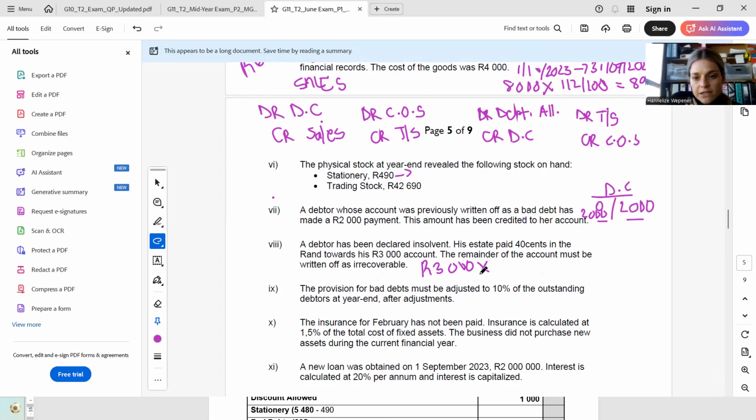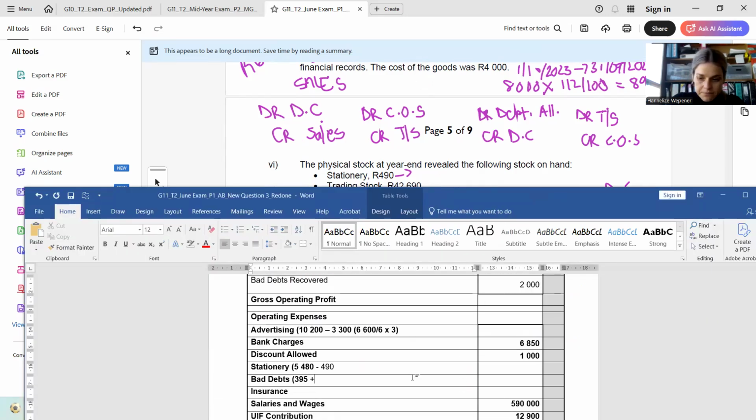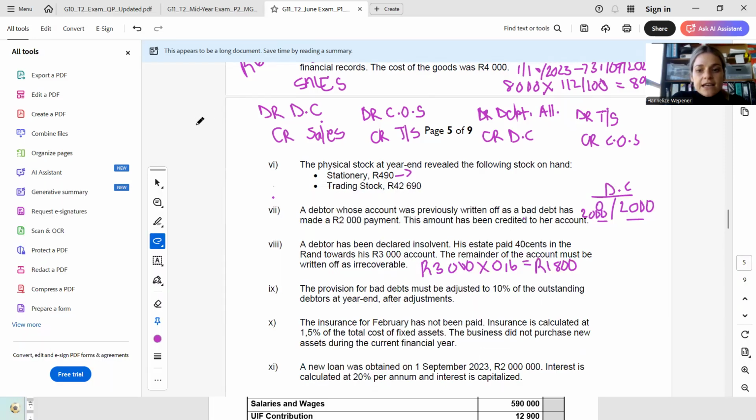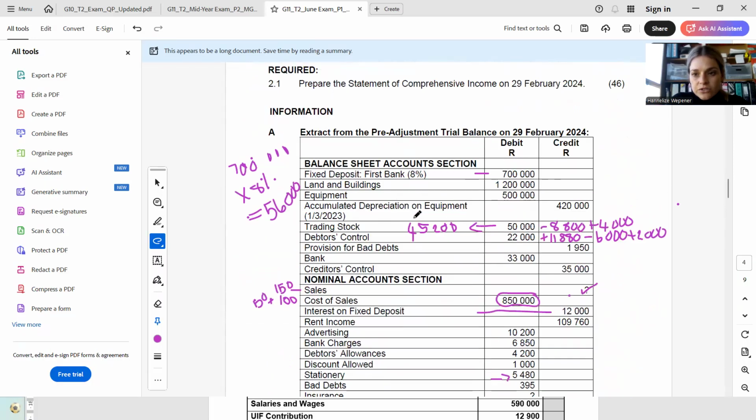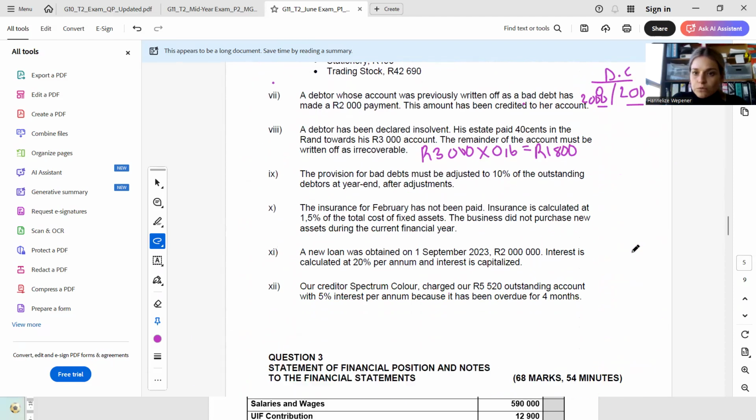That means that we have to write off 60 cents for every 1 rand that he owes us. So 3,000 rand times 60 cents. We need to write off 1,800 rand. So your entry for this is debit bad debts. I'm adding on to my bad debts plus 1,800. And then I'm going to credit my debtors control. So this debtors control has quite a lot going on there. Okay, this debtor no longer owes me the amount, so I am crediting debtors control. I'm removing it.